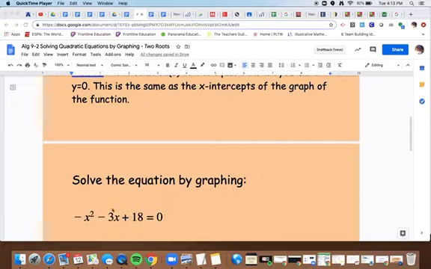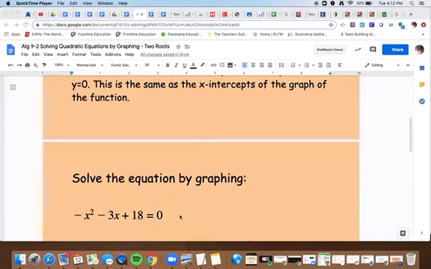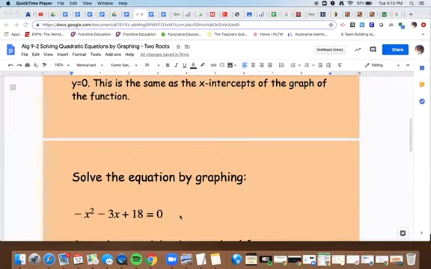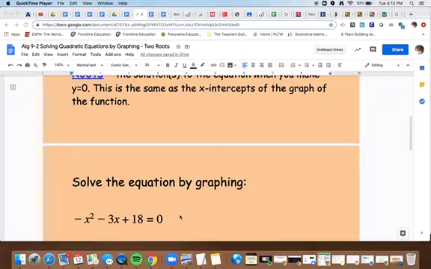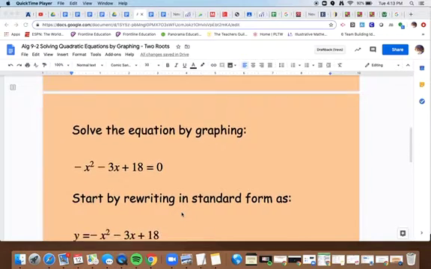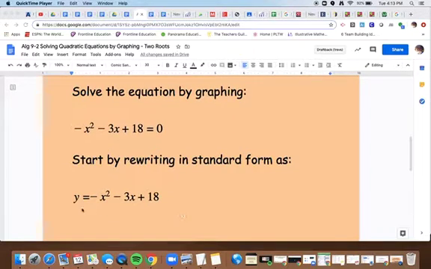This equation is already written in the form y equals ax squared plus bx plus c, except that we don't have a y present. So all you do is you represent this with the function that this is showing, and write it in standard form just like this: y equals negative x squared minus 3x plus 18.